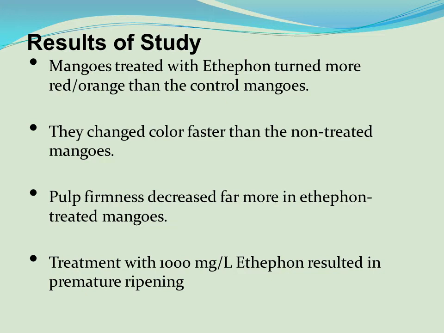The only anomaly observed was that the trees treated with 1,000 milligrams per liter of ethephon ripened too early. This caused them to fall from the tree before they could be harvested, and therefore had a negative impact on what would have been the total yield.